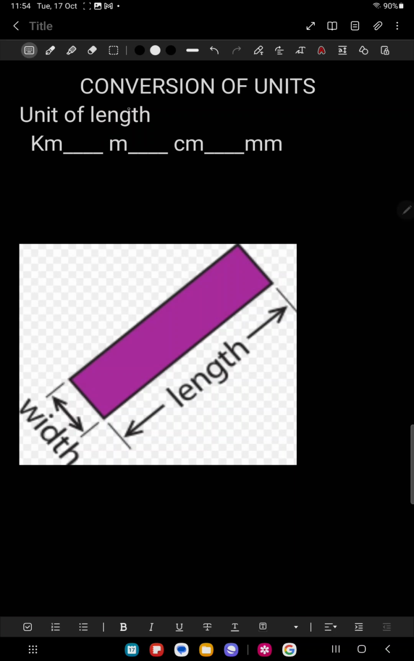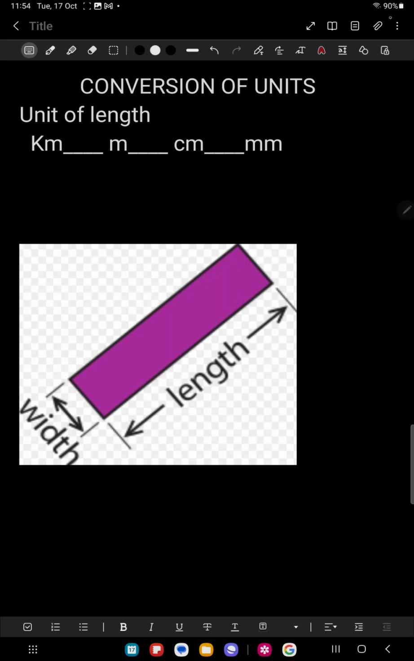So first of all we are going to learn how to convert the units of length from one unit to another, or from one prefix to another prefix. So what is the unit of length in fact? When we measure the length or width of a thing, we measure in meter or sometimes in centimeter. If the thing is smaller, we will measure in centimeter. If it is big, we will measure in meter, and if it is too small, we can use millimeter.